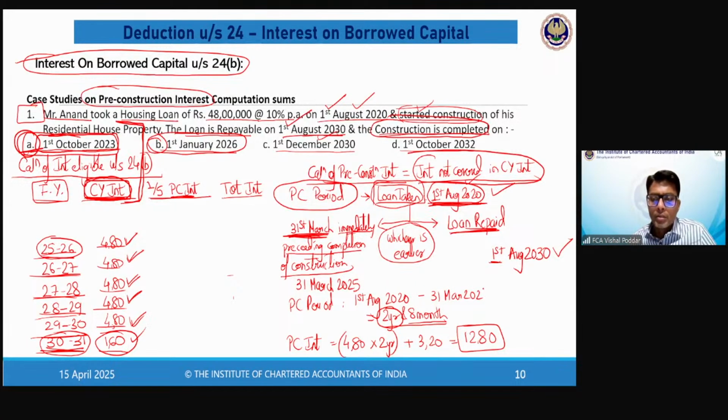So whichever is earlier is this date only. So now my pre-construction period is 1st August 20 to 31st March 25. So now it becomes 4 years, 8 months. So now the working is like this. Is it 2240?